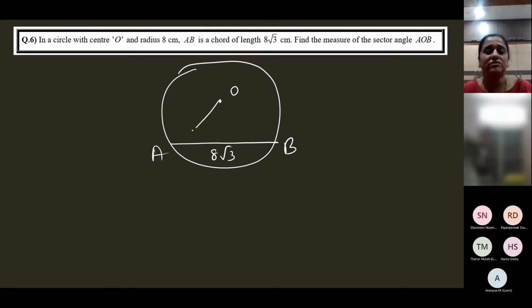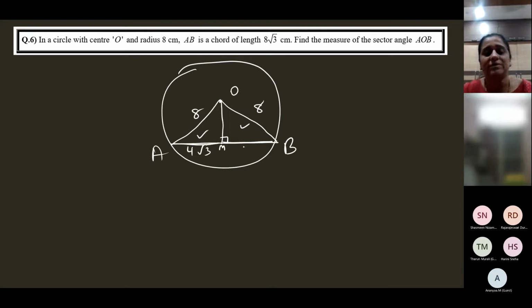Radius is 8. Now drop a perpendicular, say M, OM. Now these two triangles are congruent to each other. I've told you this once earlier. So these two triangles are congruent to each other. So AM will be equal to MB. MB is 4√3. 8√3, no? So it will become 4√3.